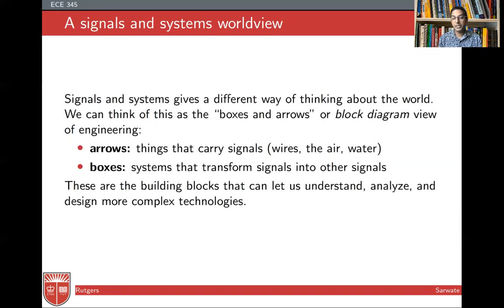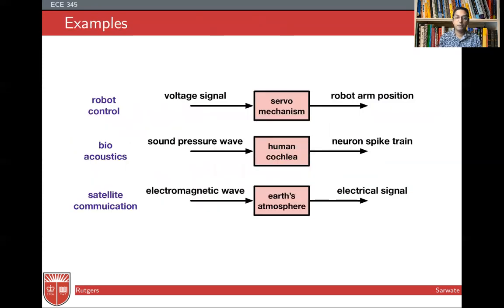Boxes are systems, and they transform signals into other signals. So we can use these two tools to stick boxes together to make chains of systems to understand what those chains of systems are doing to an input signal. For our examples from before, we have a servo mechanism, a system that takes a voltage signal to the robot arm position. The human cochlea in the ear takes a sound pressure wave and translates it into a neuronal spike train. And in satellite communication, you have an electromagnetic wave, a radio wave, that comes in, goes through the Earth's atmosphere, and is received by your radio receiver, for example, and turns into an electrical signal. So that whole thing is a system. The Earth's atmosphere plus the receiver produces this mapping between wave and an electrical signal.